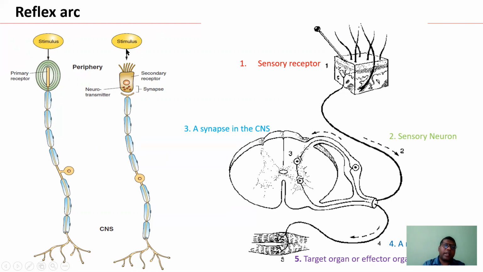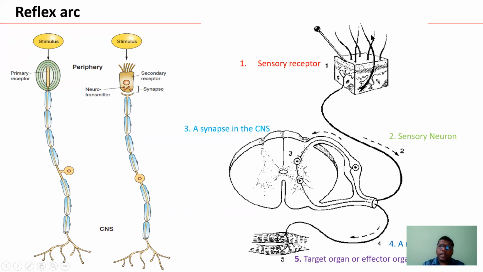Then secondary, this is a hair cell. The movement of the hair or cilia makes this cell release the neurotransmitter. They are not neuronal cells. They release chemicals, and that chemical stimulates the sensory neuron. So this is the primary and secondary receptor. Let us see how the different components work and form the reflex arc.